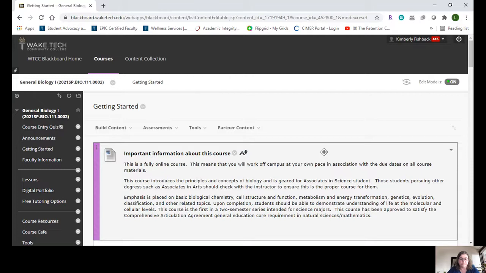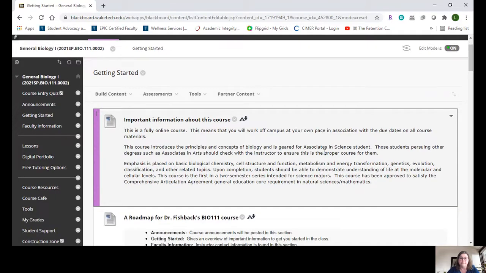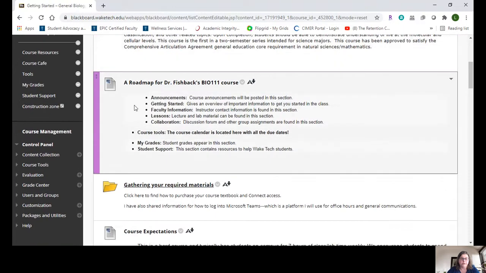When they click on the Getting Started tab, I've got some basic information about the course that lets them know that this course is specific for the Associates in Sciences degree. Some Associate in Art students may take the course, but they really should check with the instructor. I've got a little bit of a roadmap, so how they can orient themselves in Blackboard, highlighting that the lessons folder is where they will find the lecture and lab material.